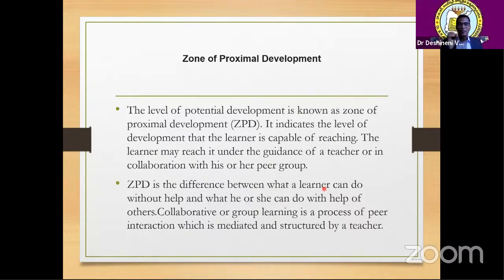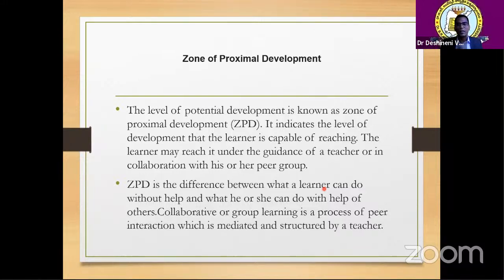This psychologist, Vygotsky, developed another concept which is popularly known as the zone of proximal development. Zone of proximal development indicates the level of potential development in a learner. So the level of potential development is known as the zone of proximal development. In short, we call it ZPD. This zone indicates the level of development that a learner is capable of reaching, how far the learner can go in the journey of learning.